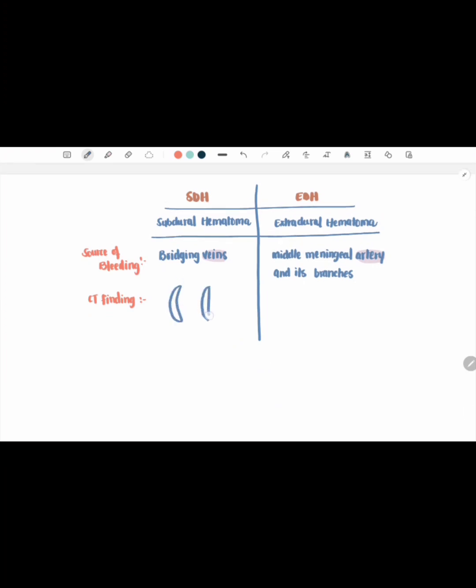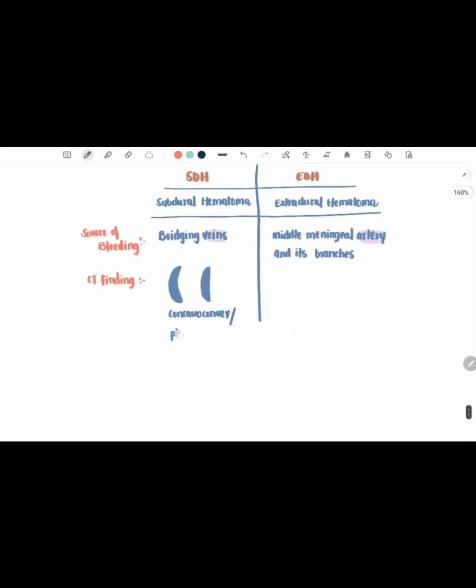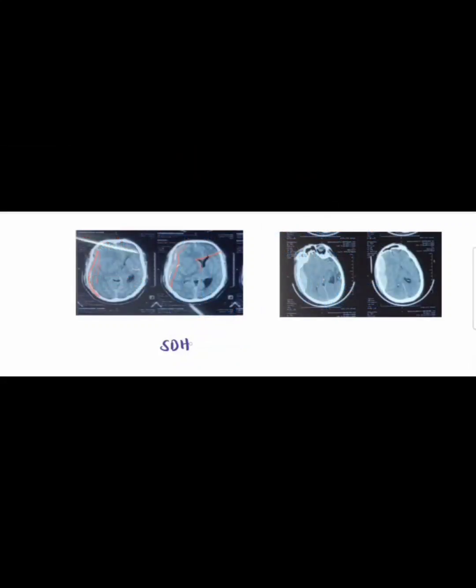Hyperintensity with concavo-convex or plano-convex shape at the periphery is seen in CT scanning in SDH. And it will show biconvex or lens-shaped hyperintensity in the periphery in CT scanning in EDH. Here you can see CT films of SDH and EDH showing concavo-convex in SDH and biconvex, that is lens-shaped, in EDH.